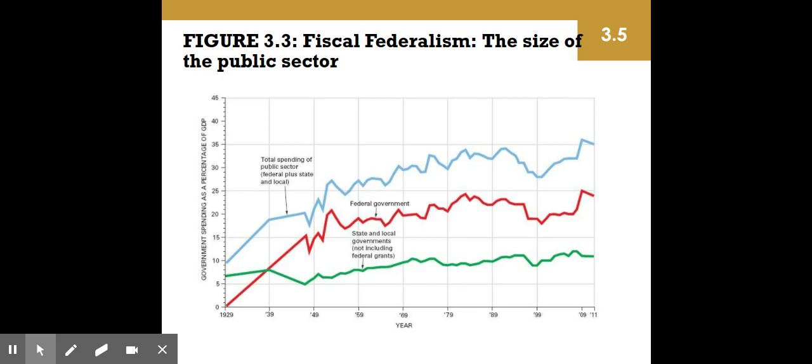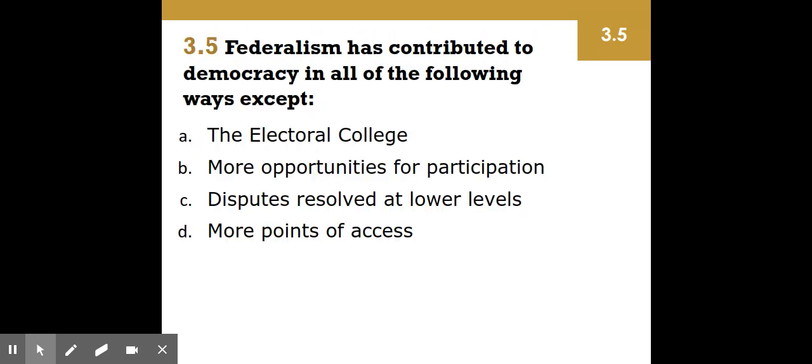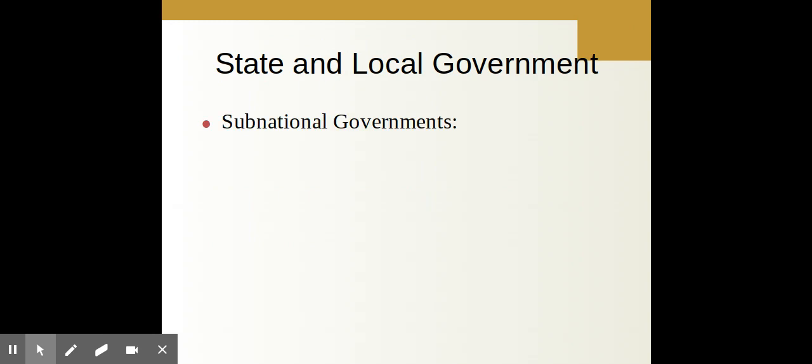So there you can see the total spending is the blue line for all levels of government. Federal government is red, state and local government is green. Federalism has contributed to democracy in all the following ways, except the Electoral College. That's not exactly a democratic institution.